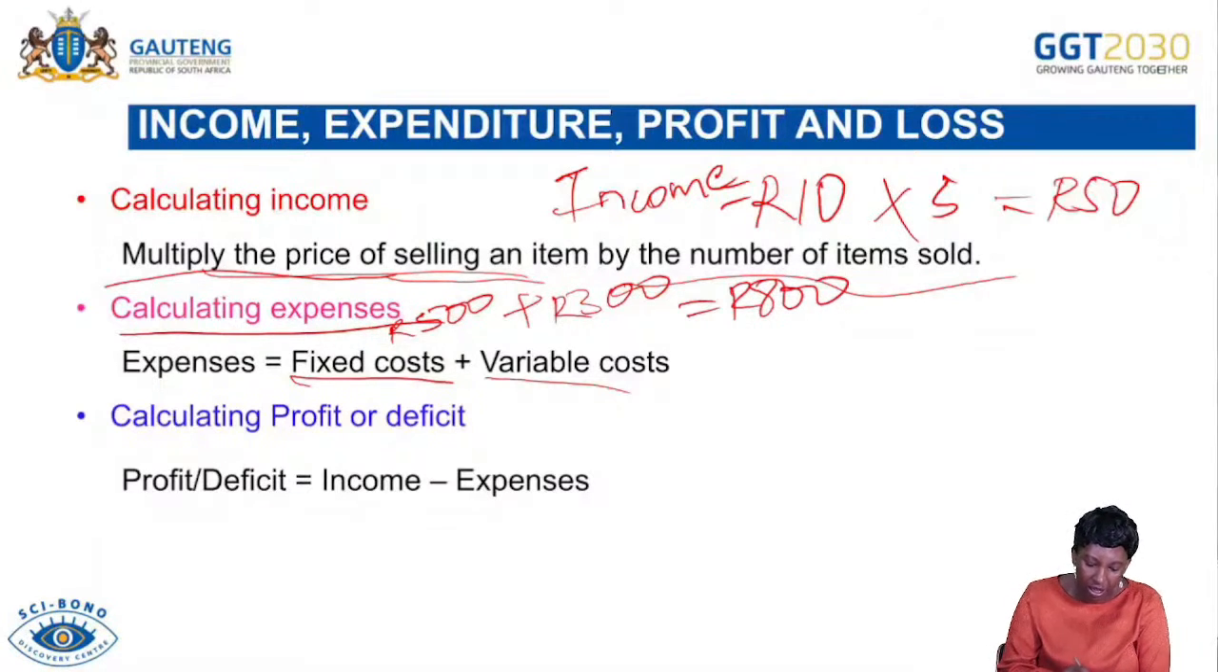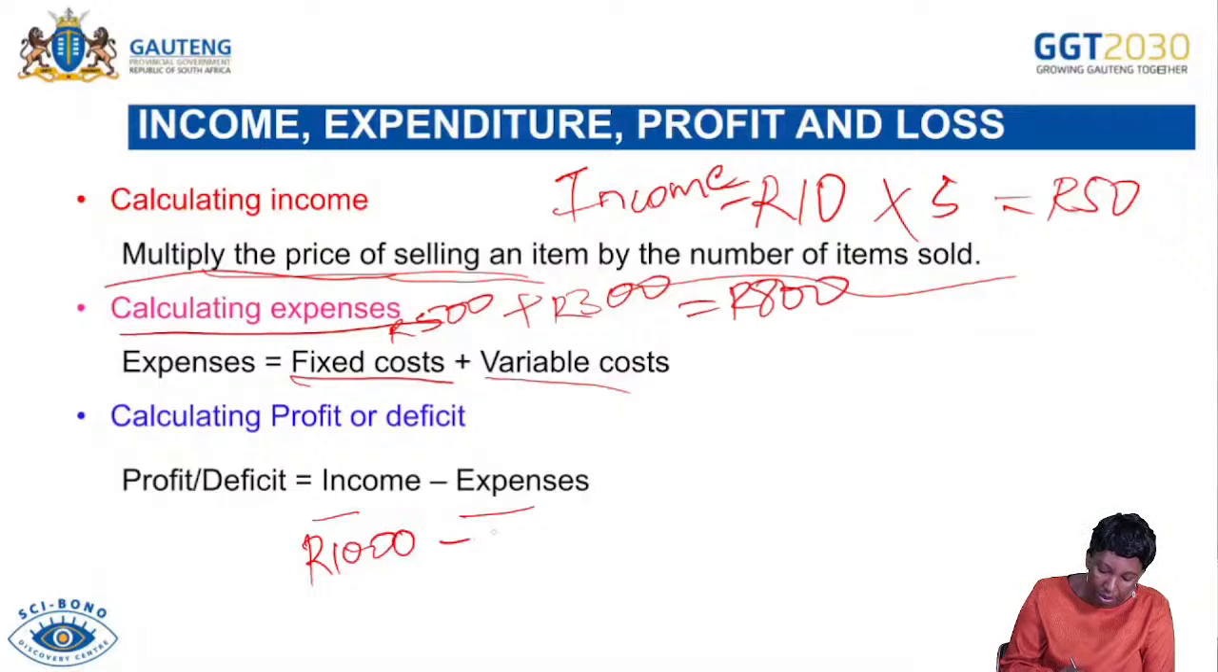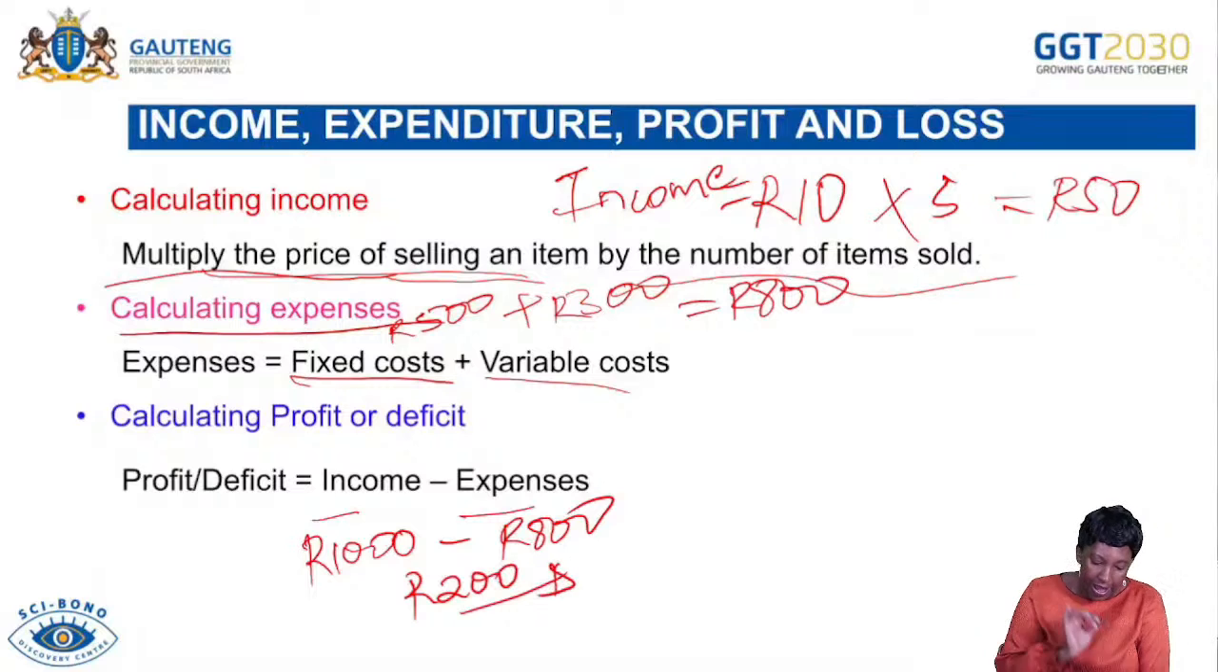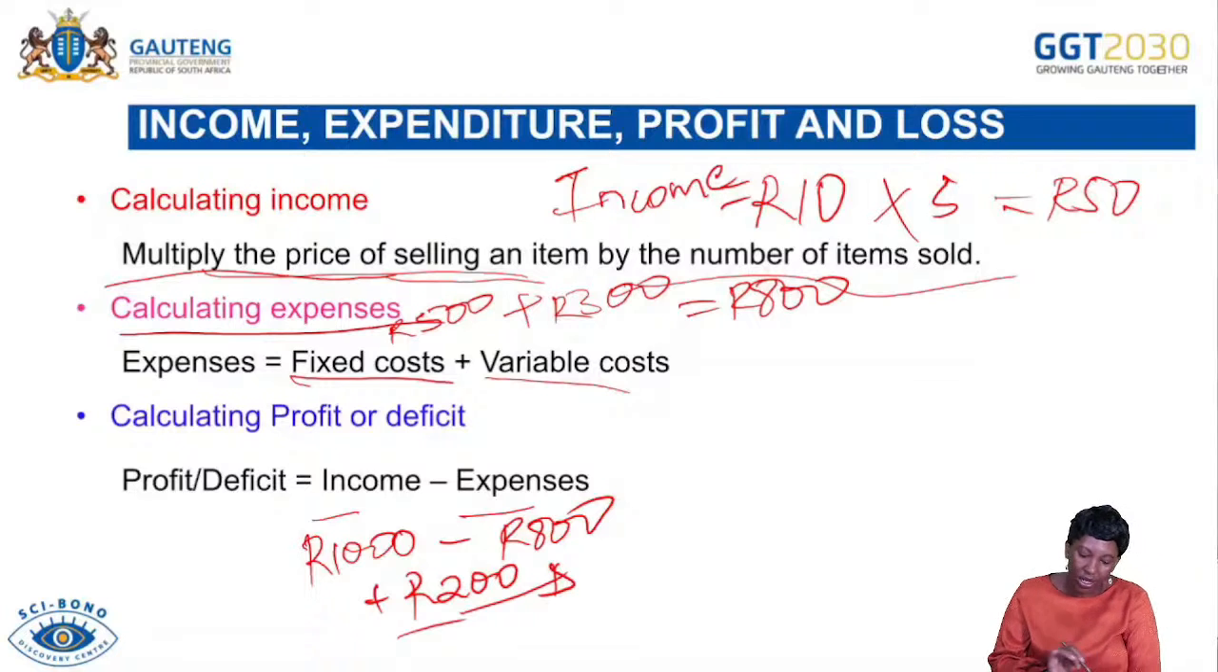And then calculating the profit will be income minus the expenses. If I sold a number of items, then I get an income of 1,000 rand. And then my expenses, we said it is 800. My profit will be 200 rand. And if it is a positive number, as you can see, it's 200 rand. That means I have a profit. It won't be a deficit.